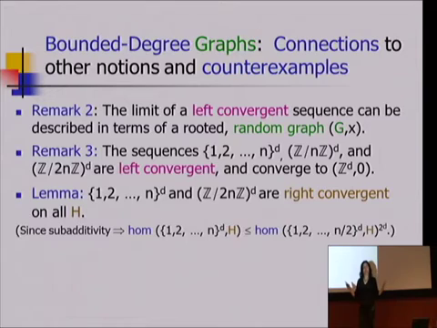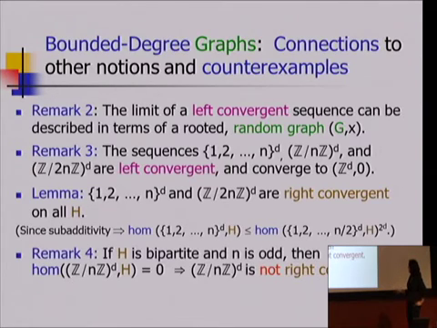Also, if I look at the d-dimensional grid or at the d-dimensional even torus, a simple subadditivity argument tells me that these are right convergent, it turns out, for all H. This is just a really simple argument, because all I want to do is show that the log of the number of homomorphisms converges, and I've got subadditivity and nice monotonicity, so I'm done.